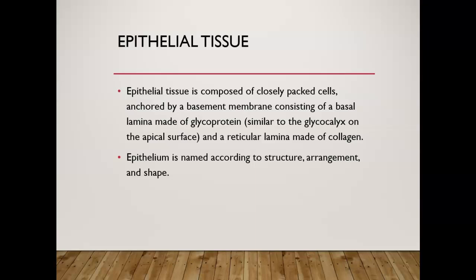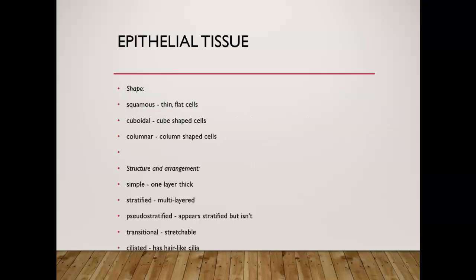So epithelial, closely packed. They're anchored to a basement membrane. That basement membrane has a glue layer, a bottom glue, if you will, called a basal lamina. Composed of this glycoprotein, and then there's this reticular lamina composed of collagen, and that is the basement membrane that the epithelial tissue sits on. And then we name the epithelium based upon the shape, the structure and the arrangement and such of the cells.